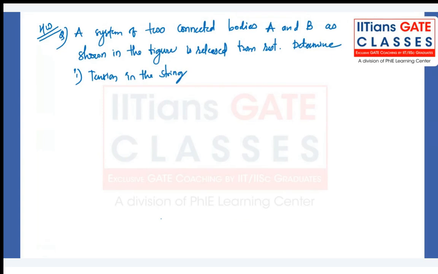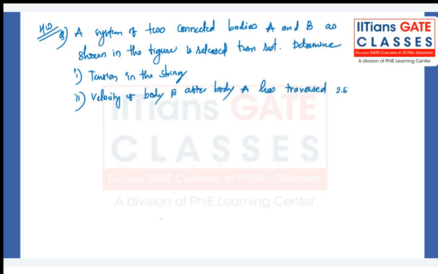And velocity of the body B, after body A has traversed 2.5 meters. Mu is equal to 0.3. Just a minute.